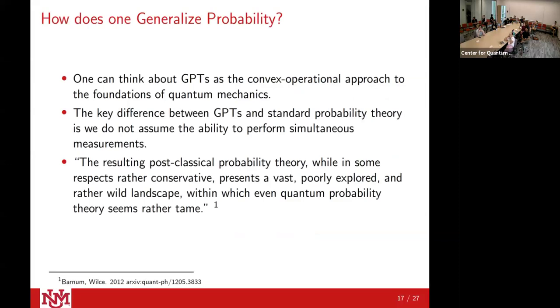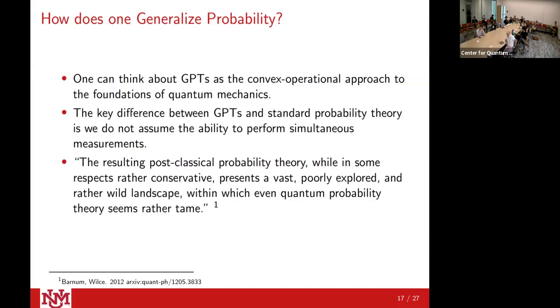So, all right, how does one generalize probability? Essentially, GPT is like a convex operational approach to quantum mechanics. So we have as an axiom that your states form some convex set, and that they're operational, and that we have measurements and outcomes based on those measurements and the state being measured. The big relaxation of these GPTs compared to classical probability theory is that we relax the ability to perform simultaneous measurements. You might say there are other relaxations. I'm sure there are. This was what Howard Barnum told me.